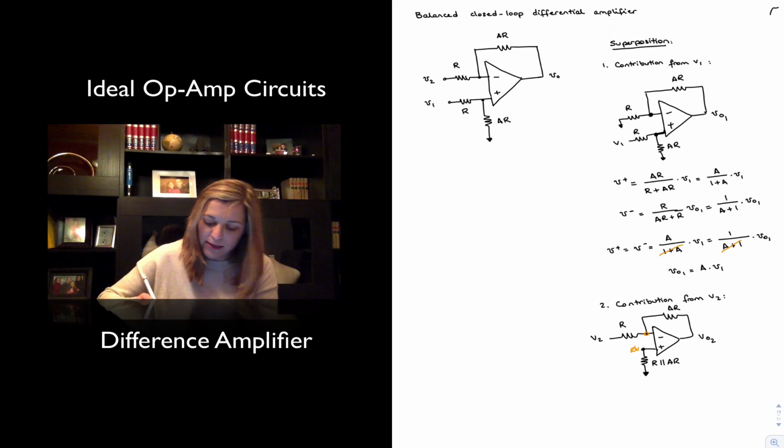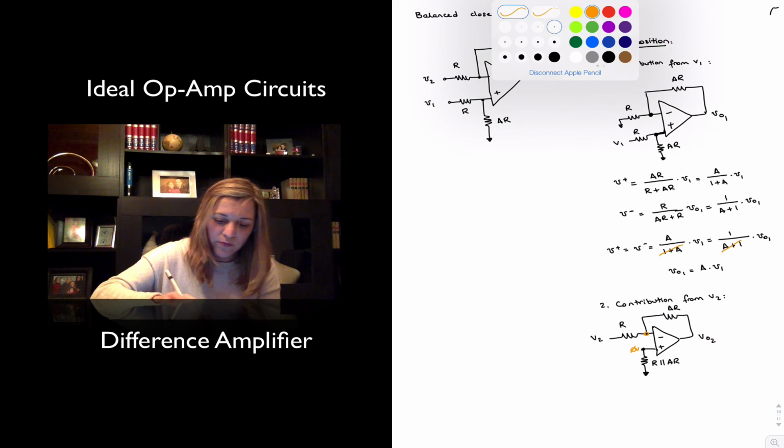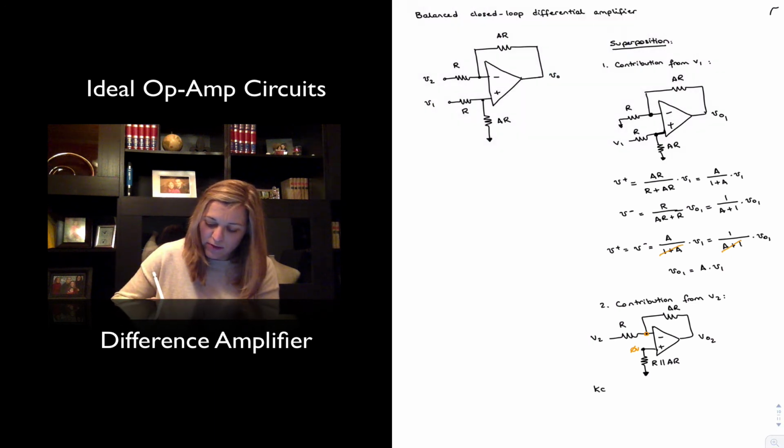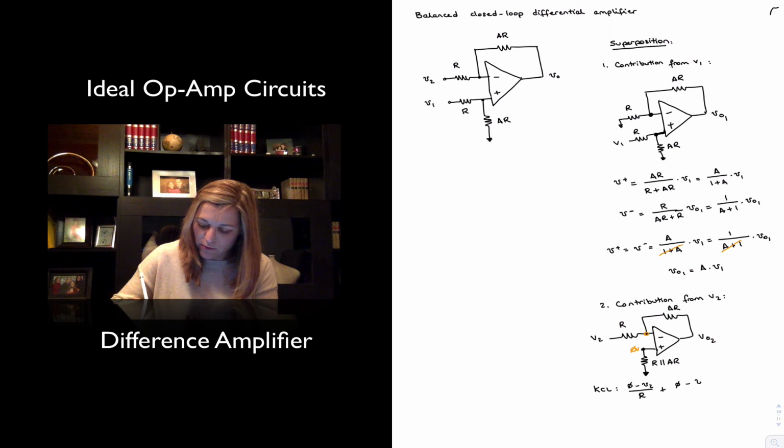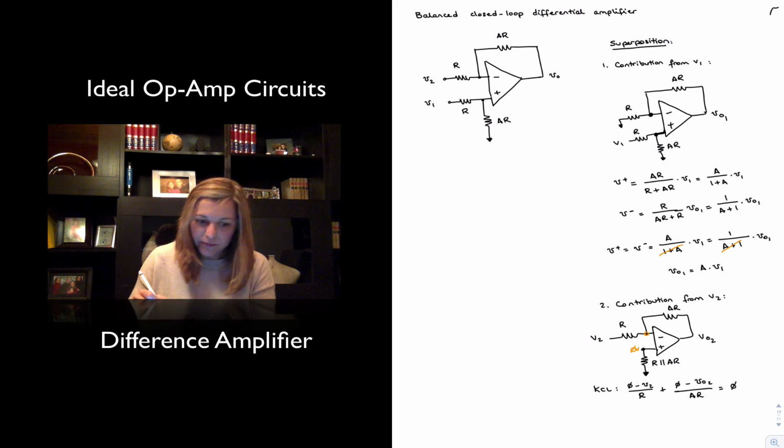So I can apply KCL to that negative input terminal. Sum of the currents leaving the terminal is equal to zero. And so I will have (0 minus V2) over R plus (0 minus Vout2) divided by AR is equal to 0. And so that basically leaves me with Vout2 is equal to negative A times V2.